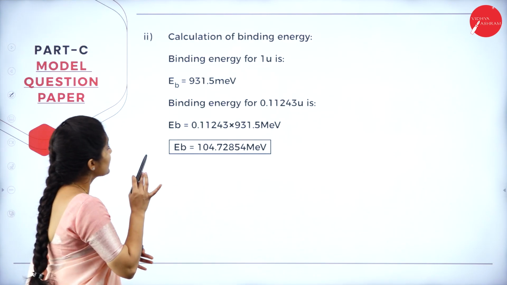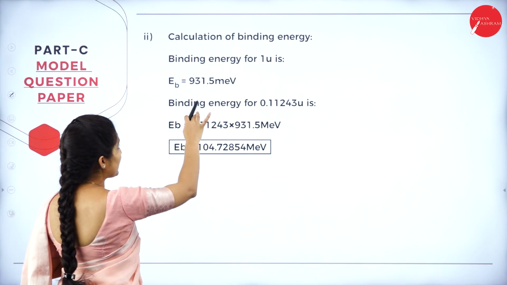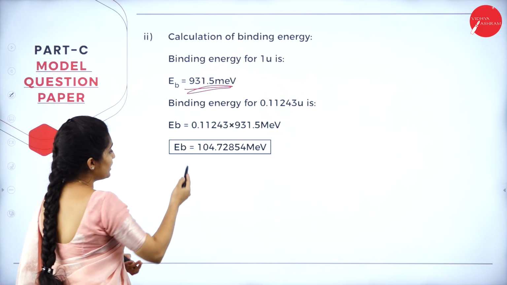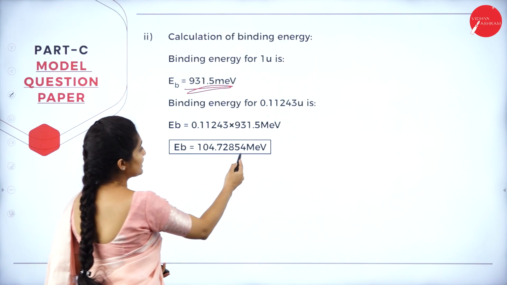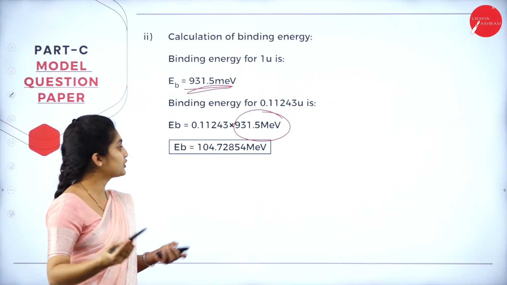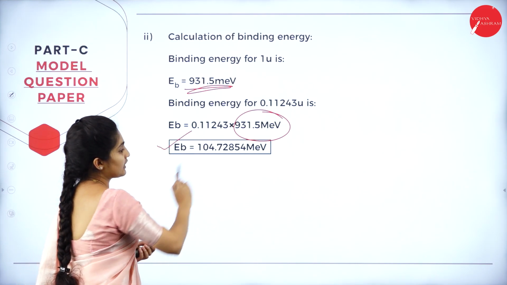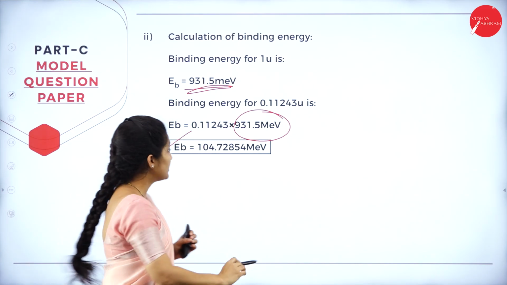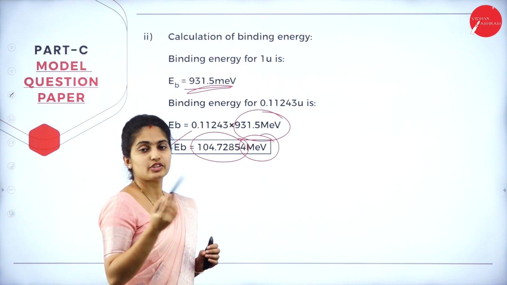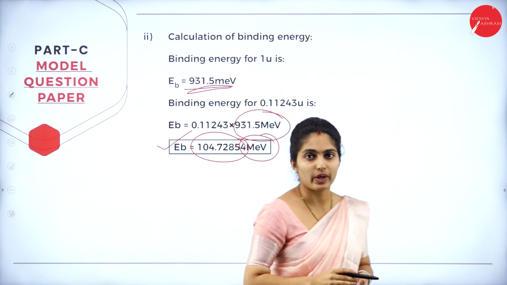So next is the calculation of binding energy. Binding energy for 1 unit is, you know, this is the binding energy. So whichever answer you got in the previous step, multiply it by 931.5 mega electron volt. In that you will get your binding energy. Please remember, the answer is a must and your unit is also a must. If you don't write your units, you will lose 1 mark.